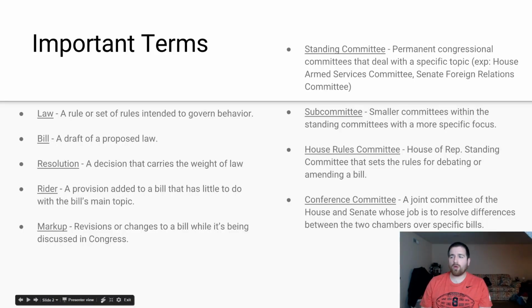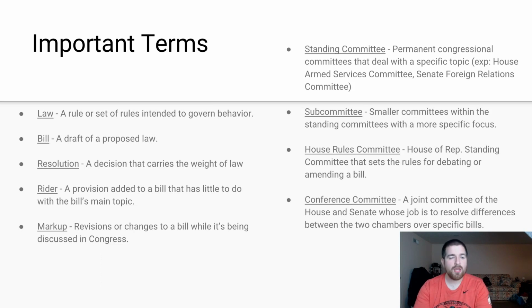So before we get rolling with that, let's make sure we understand some important terms. And I'm going to throw a lot of them at you. They'll probably make a little bit more sense as we go forward. So just to go through them real quick as you write them down, a law is a rule or set of rules intended to govern behavior. Something like laws against theft are there to govern your behavior with other people. It dissuades you from robbing other people.